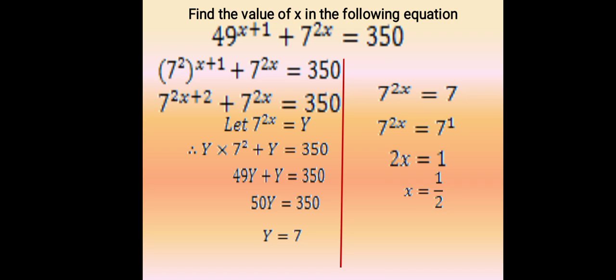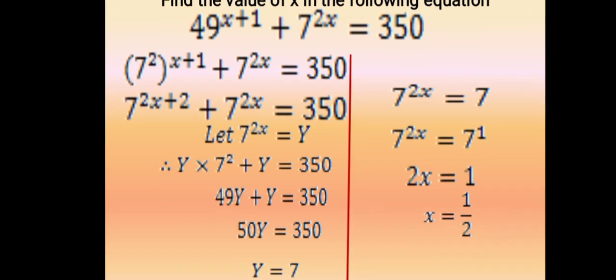Find the value of x in the following equation. 49 raised to the power of x plus 1 plus 7 raised to the power of 2x is equal to 315. Now, 49 can be written as 7 squared. Now, the power 2 has to be multiplied by x plus 1.